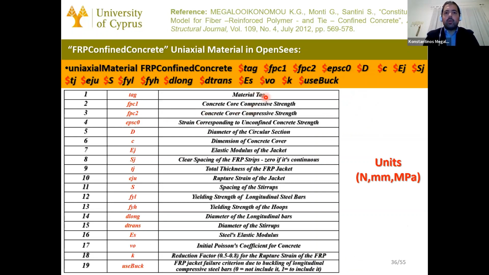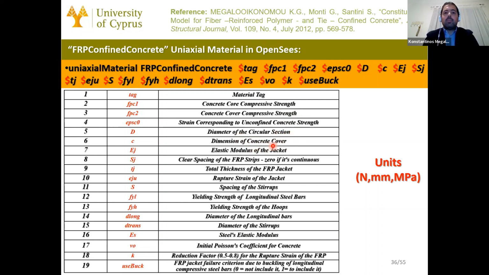Actually, I can mention them briefly. The material tag, the concrete core compressive strength, and concrete cover compressive strength. Actually, this is very useful in case you have a retrofit of a bridge pier or a circular column, where you also repair the reinforcement, and then you apply a new layer of cover at the column. Then you should consider the different compressive strengths for the old concrete in the core of the section, and the new concrete you apply externally for the cover.